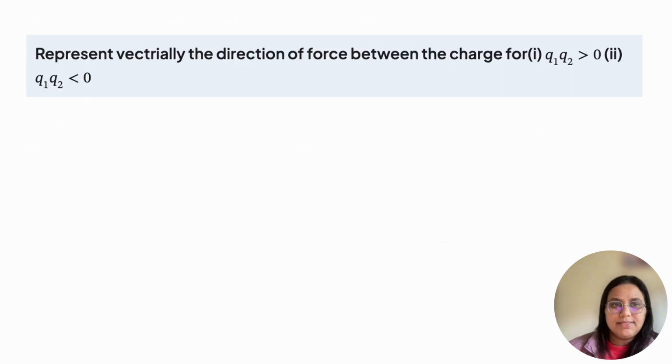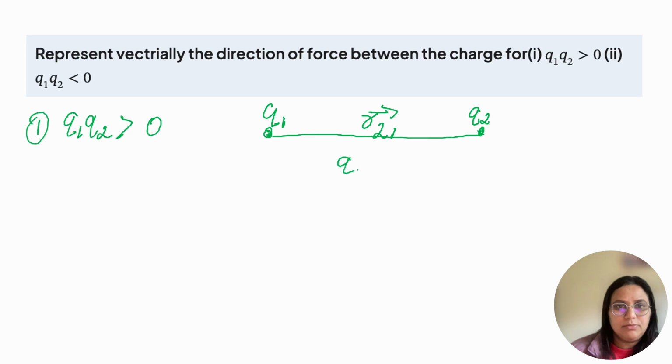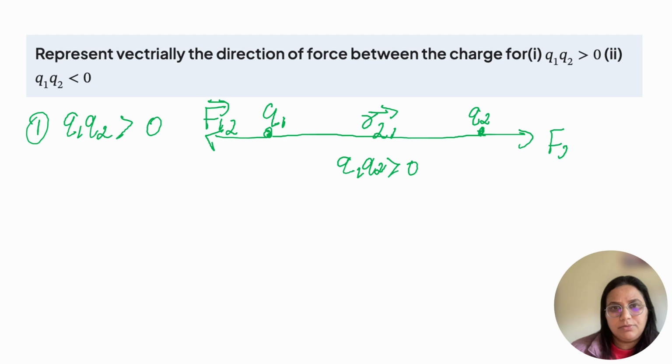option A. Represent vectorially the direction of the force between the charges for Q1 Q2 greater than 0 and Q1 Q2 less than 0. For the first case, Q1 Q2 greater than 0, one charge Q1 is at this point, and Q2 is at the point located at a distance of R21. Since Q1 Q2 is greater than 0, these two charges are positive. So F12 will be in this direction and F21 will be in the opposite direction.